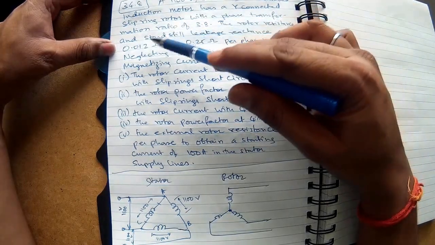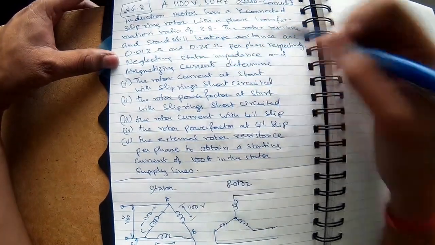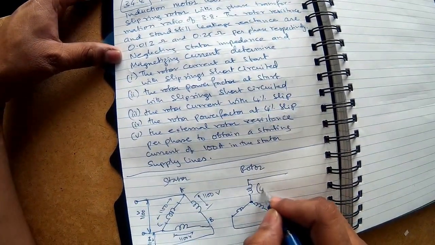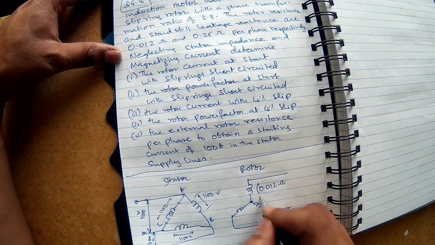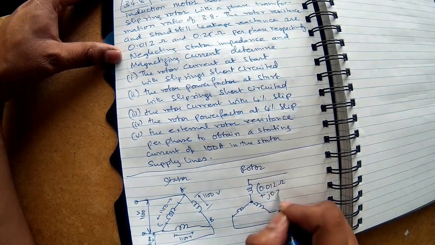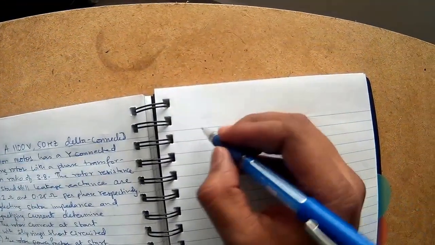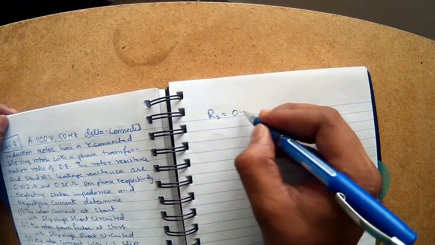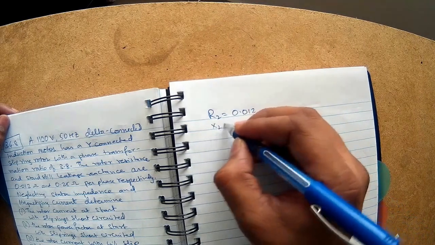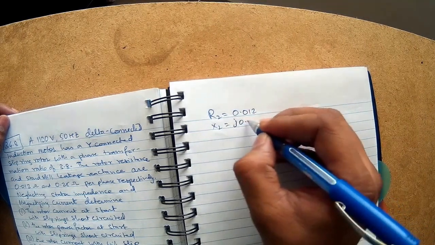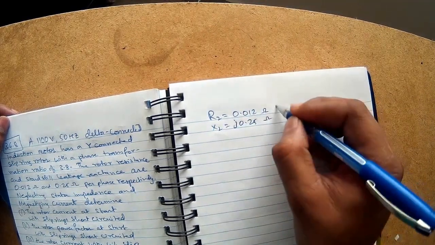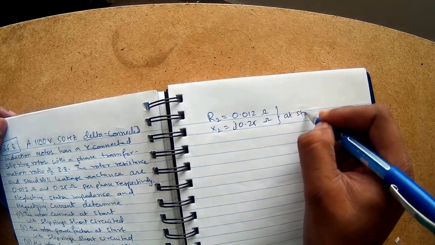The rotor resistance and standstill leakage reactance are this one. So here I will write 0.012 ohms plus j 0.25 ohms. So this is my R2 and X2. R2 is 0.012, X2 is j 0.25. This is in ohms, and this is all at standstill.